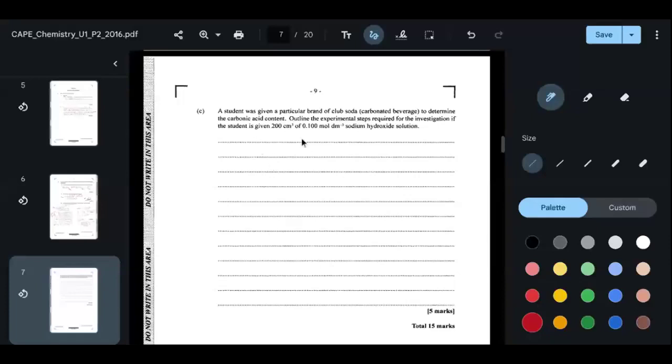All right, so it says a student was given a particular brand of club soda, a carbonated beverage, to determine the carbonic acid content. Outline the experimental steps required for the investigation if the student is given 200 cm cube of 0.1 moles per dm cube sodium hydroxide. This is an acid-base titration, right? So let's keep it short.